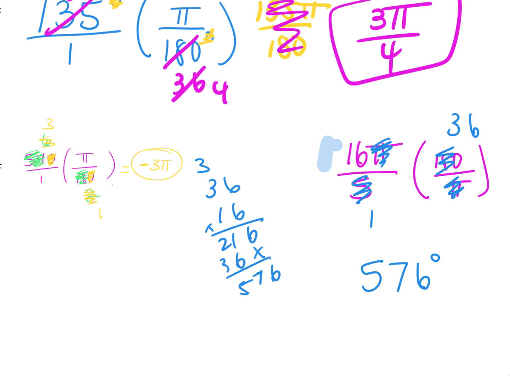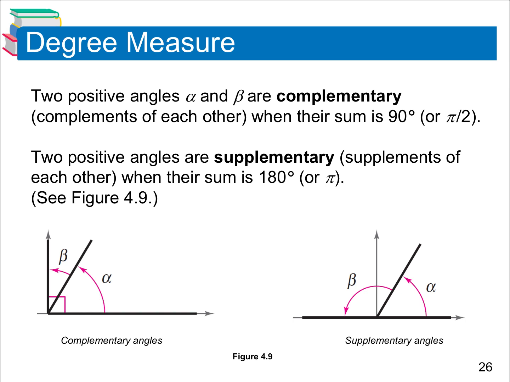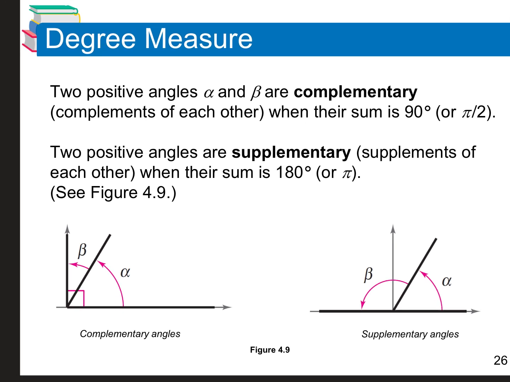Okay, scooting along. We're going to go back to some geometry terms that you guys are very familiar with. Two positive angles, alpha and beta, are complementary when their sum is 90 degrees, or pi over 2. Two positive angles are supplementary when their sum is what? 180, or pi.